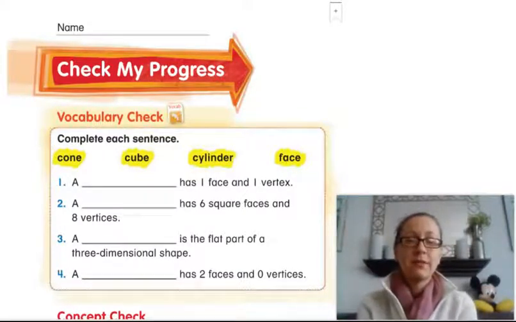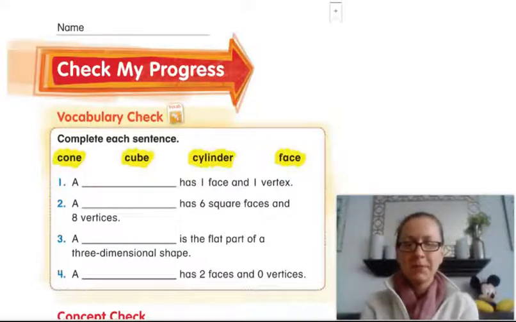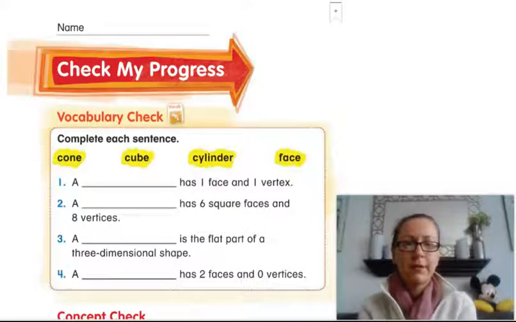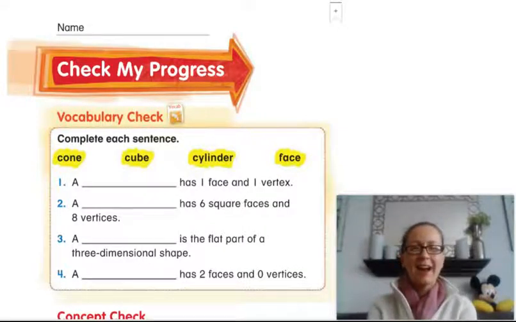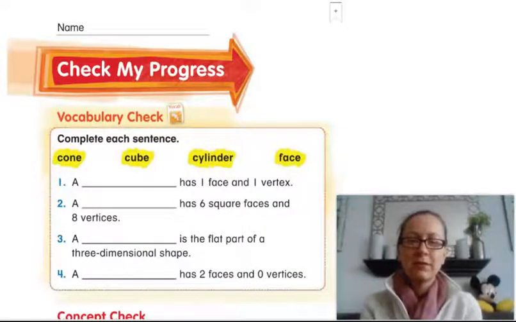Today we are going to do a progress check for our chapter on 3D shapes. This is page number 723 in your math workbook. So the same directions for this page as we have done the other progress checks so far. You're going to do this page along with me. I will read every answer with you.